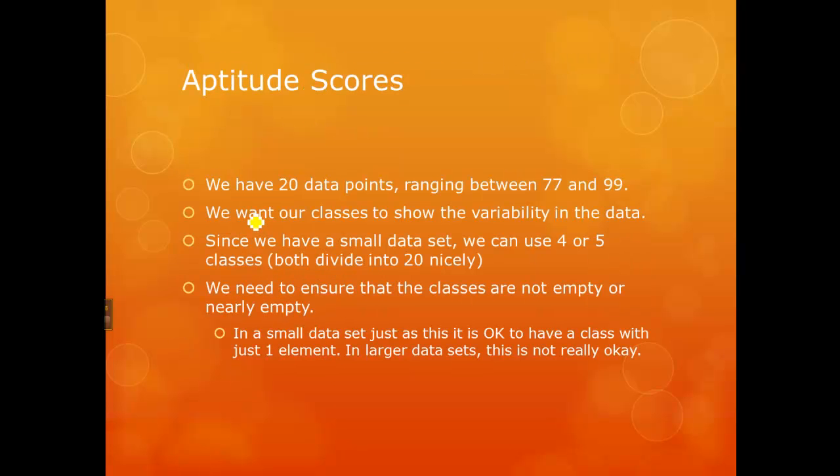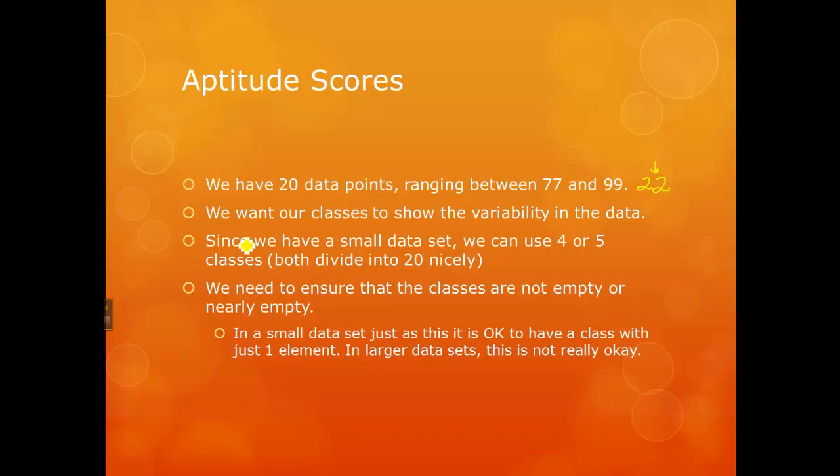So we have 20 data points ranging between 77 and 99, which gives us a range of 22. This will come into play later in the next slide. We want our classes to show the variability of the data. There's no set science in determining what classes you can use or how big your classes need to be, as long as they follow the simple rule of showing the variability of the data. Well, that leaves a lot of room for interpretation.